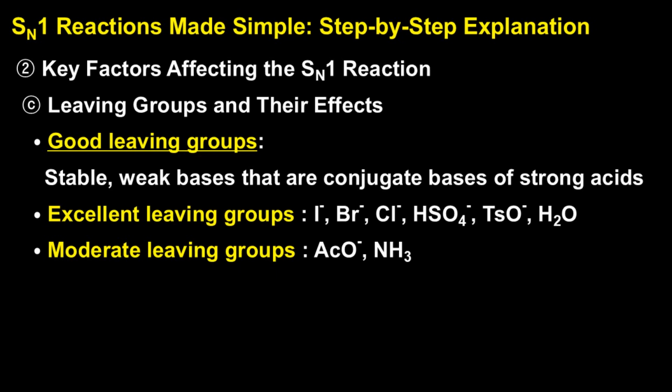In SN1 reactions, the leaving group plays a key role. It's the part that leaves first, forming the carbocation. And since that's the rate-determining step, a poor leaving group can slow everything down. So what makes a good leaving group? It needs to be stable on its own, and weakly basic. In most cases, that means it's a conjugate base of a strong acid. Great examples: iodide, bromide, chloride, hydrogen sulfate, tosylate, and water. All of these are reliable leaving groups for SN1. A few moderate ones, like acetate and ammonia, can still work, but not as efficiently.